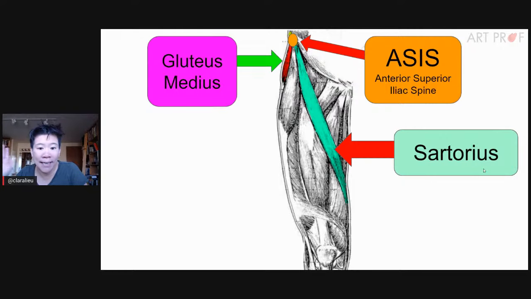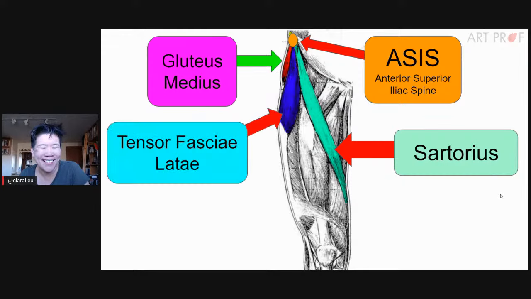And then the ASIS, that's the place to be. Apparently everybody wants to hang out there, because next to the ASIS, you have the gluteus medius. You have, this is my favorite muscle name, Tensor Fasciae Latae. So that one point, the ASIS has those three muscles. You find that one ASIS, you're going to find three muscles. It's awesome. The ASIS has done all the work for you. And so pay attention to those bony landmarks.